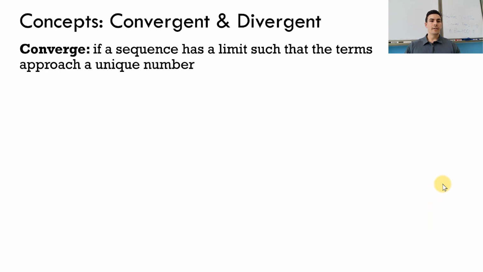Last concept here is convergence and divergence. We would define a sequence as convergent if it has a limit, that is, the terms are approaching a unique, certain number.